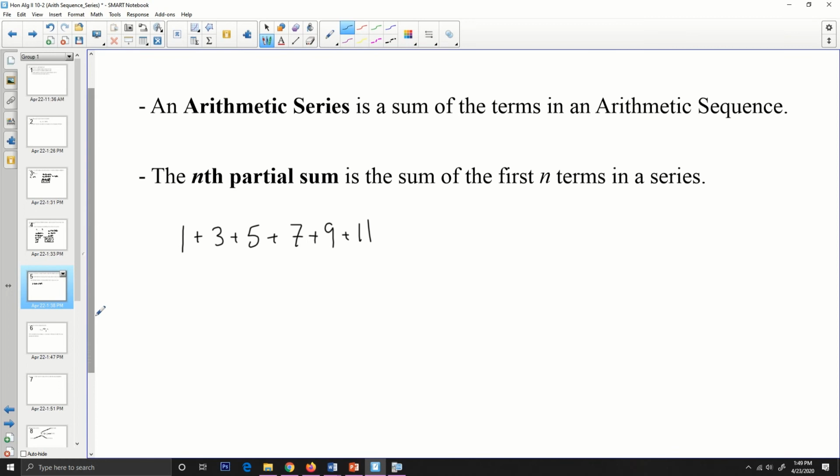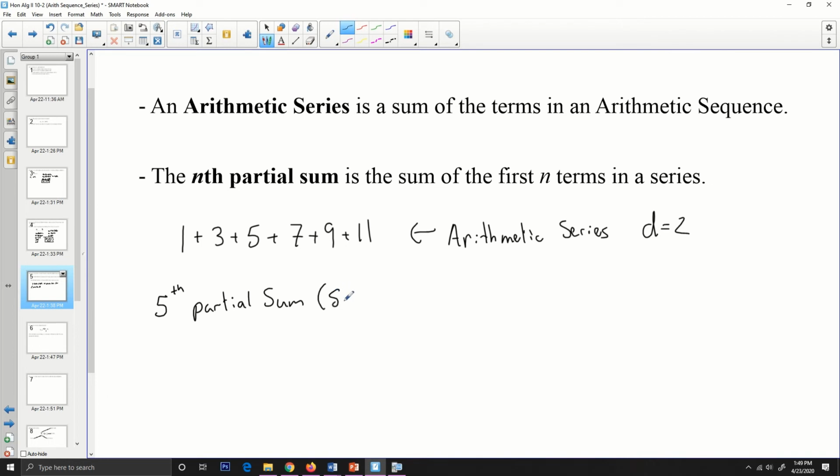All right. So if I think about this thing, this here is an arithmetic series, and its common difference is 2. And so if I wanted to say, what is the fifth partial sum? The fifth partial sum is essentially the sum of the first 5 terms. So 1, 2, 3, 4, 5.